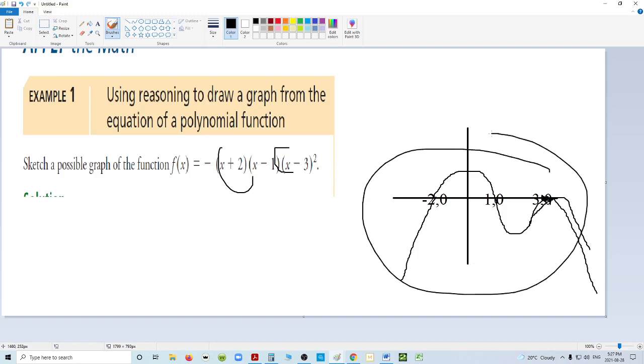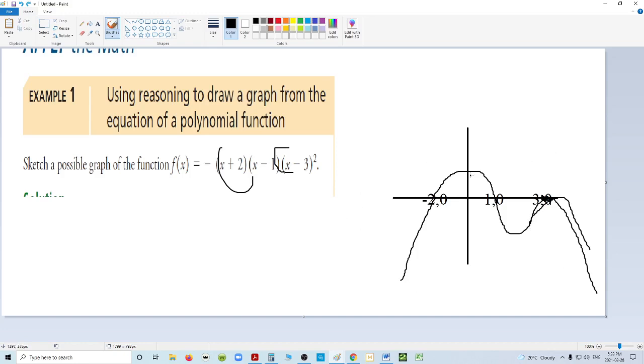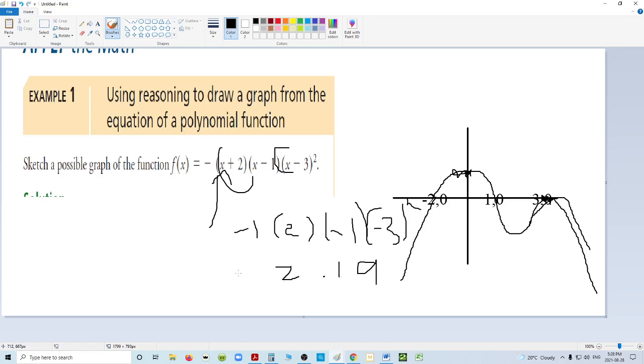So if we're going to sketch it like this, you can also add one extra point here, which is the y-intercept, to verify that you got it right. And the y-intercept is always when x is 0. So we get minus 1 in front times 2 times minus 1 times minus 3, which is going to be squared. So minus 3 squared is going to be positive 9, times minus 1 times positive 2 times minus 1 again. So we can see this minus and this minus is going to make it positive, and we indeed have 18, 2 times 9.